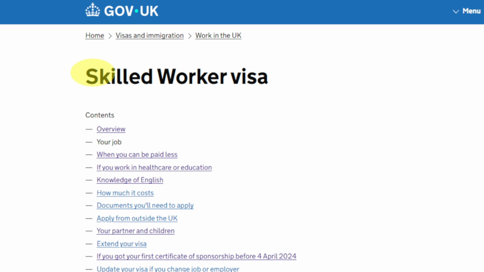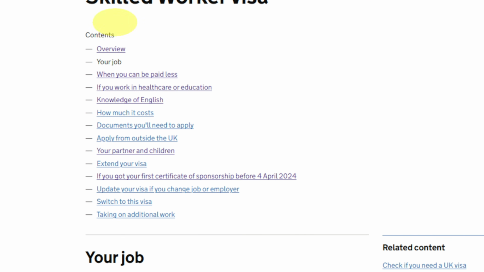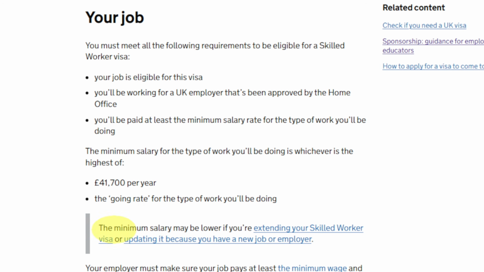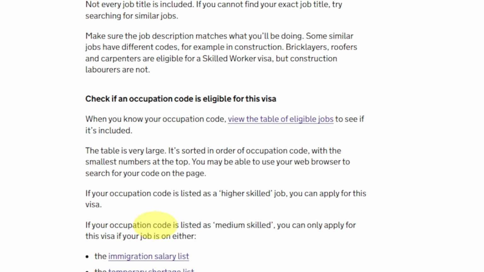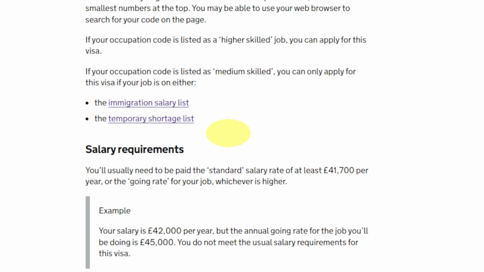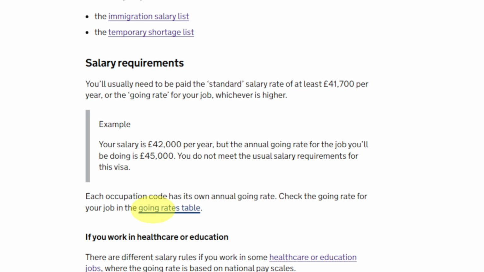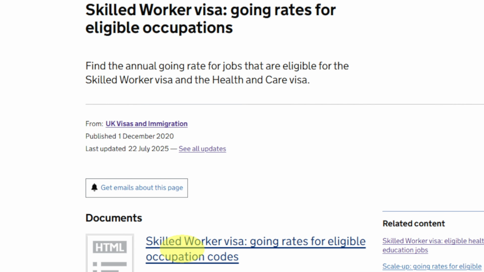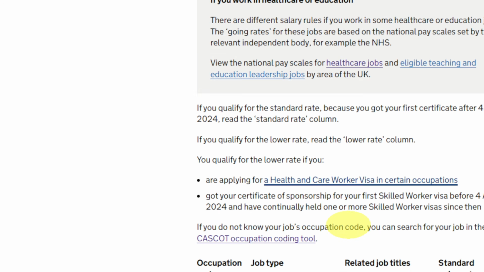Now let me show you how to get to the salary list. So you go back to the skilled worker visa page. I'll put the link in the description. Go down, click your job. In that you have the list which we call the going rate salary list. So this one, going rates tables. If you click on this link, this will take you to this page.